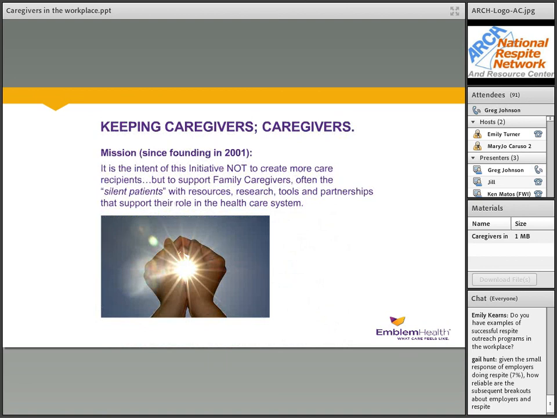From the very beginning, here at Emblem, I was asked what would be our mission statement. And I said, really, quite simply, it's keeping caregivers, caregivers. And frankly, as I've now spoken to thousands and thousands of people, nothing could be more true. Nobody wants to be sick. And quite frankly, a health insurance company doesn't want people to be sick. So by keeping caregivers caregivers, we're able to complete that wonderful healthcare cycle and not create more care recipients.